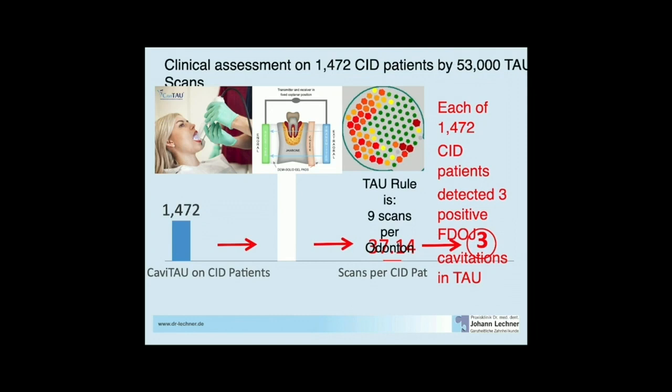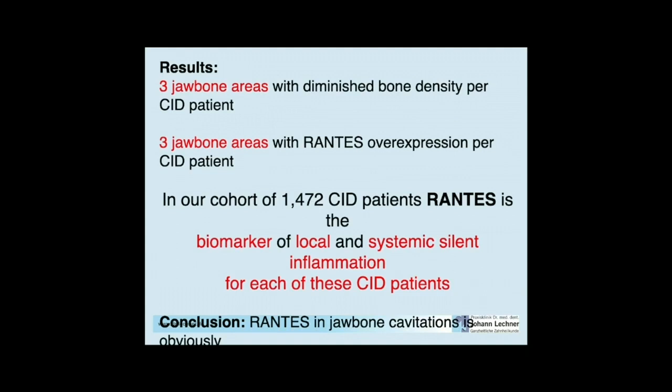Now, what does this result show? It shows, first, 3 jawbone areas with diminished bone density per CID patient. 3 jawbone areas with RANTES overexpression per CID patient. And in our cohort of these 1,472 patients, RANTES is the biomarker, or you can say the fingerprint, of local, but also of systemic inflammation for each of these CID patients. And the conclusion is RANTES in jawbone cavitations is obviously epidemic in patients with chronic immune diseases.